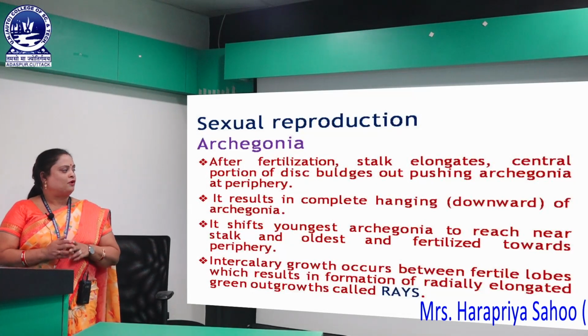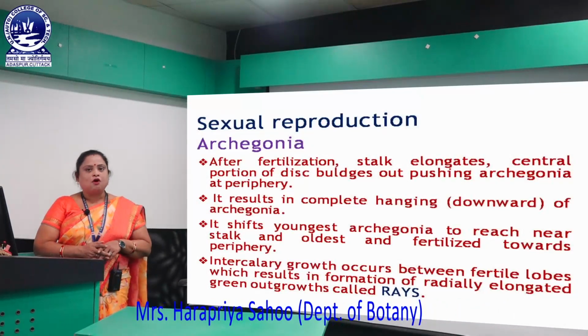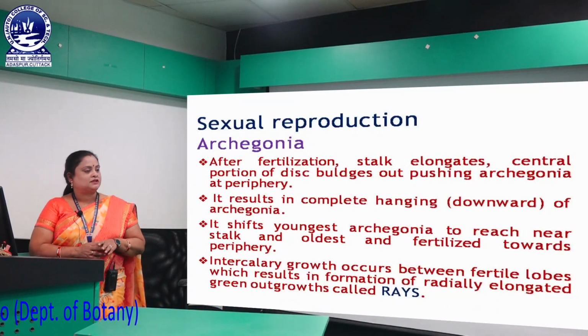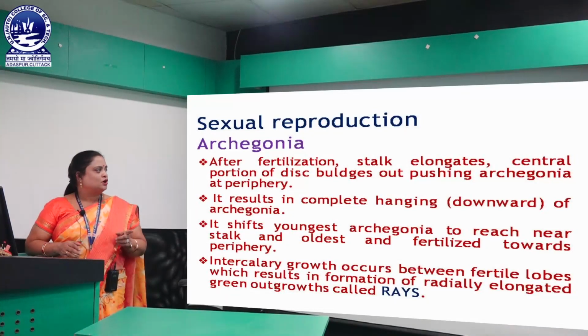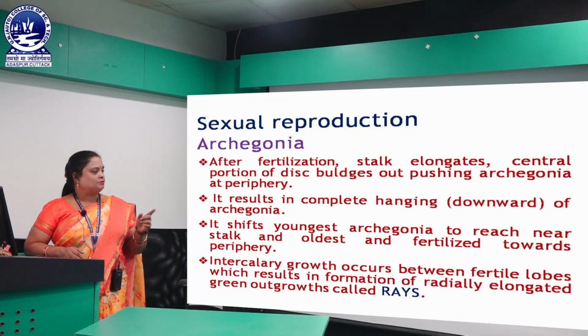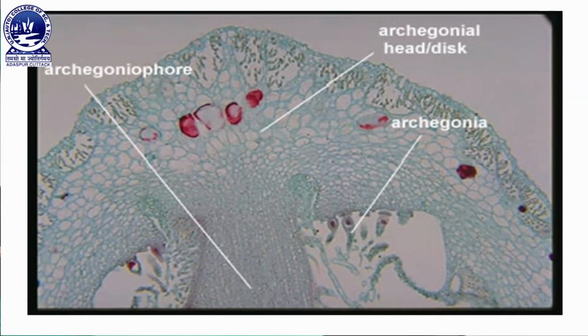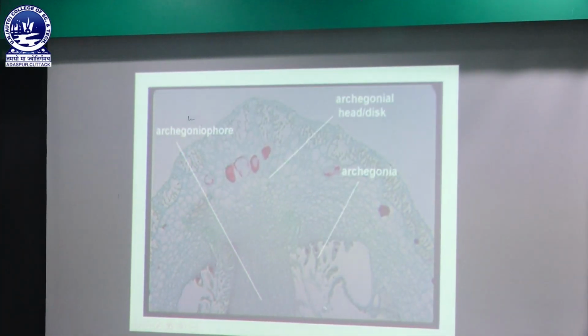That means before fertilization the archegonia are present on the upper surface of the disc, but as fertilization takes place the stalk enlarges or elongates and pushes the disc towards the lower side of the archegoniophore, and they come towards the stalk region. This is the structure of the archegoniophore, where it elongates towards the lower side, and these are the archegonia.